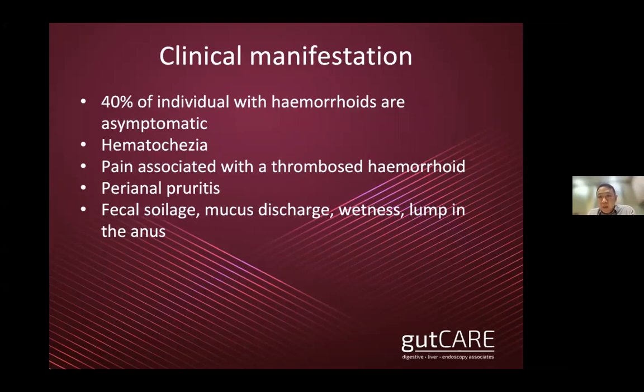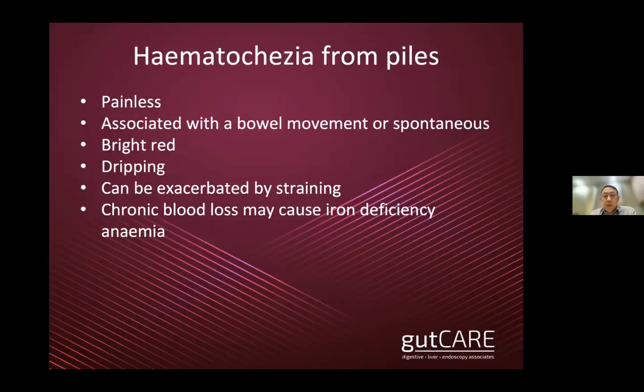Some of them present with hematochezia, meaning blood in the stool. Some of them present with thrombosed hemorrhoids, and then that will be painful. So it's a painful lump. Patient may have perianal pruritus, right? Sometimes may have fecal soiling, mucus discharge, wetness, or when it's prolapsed, a lump in the anus. So the hematochezia from piles.